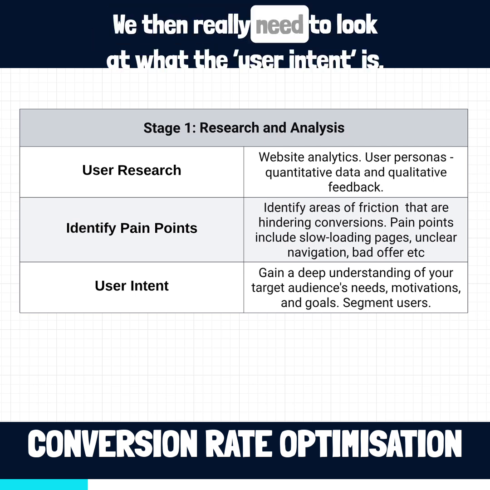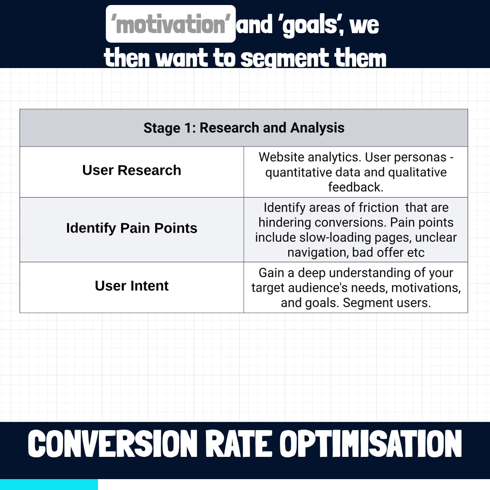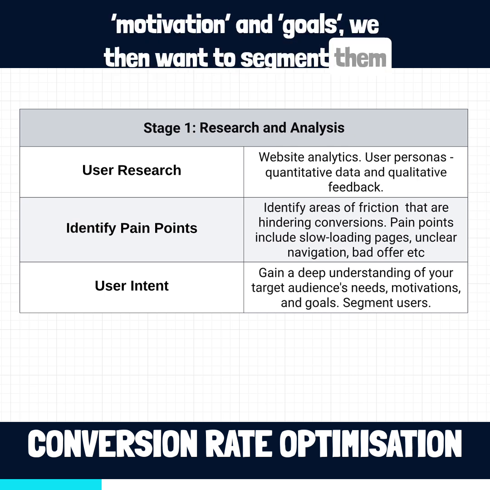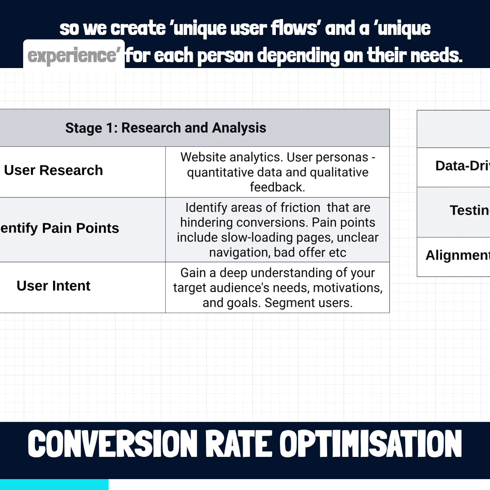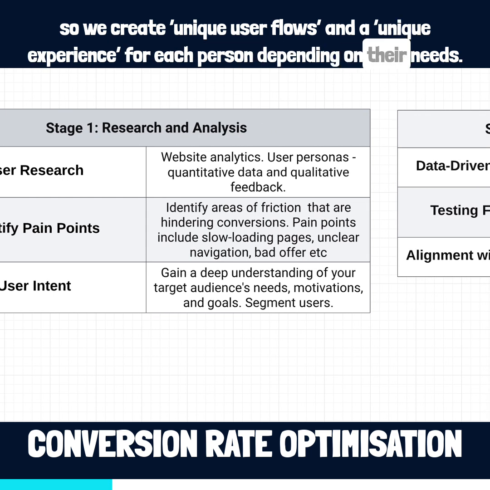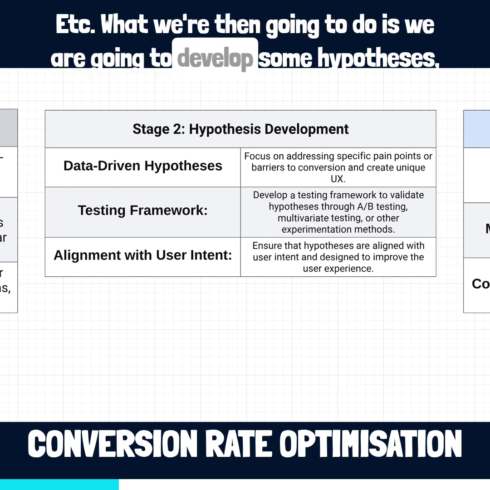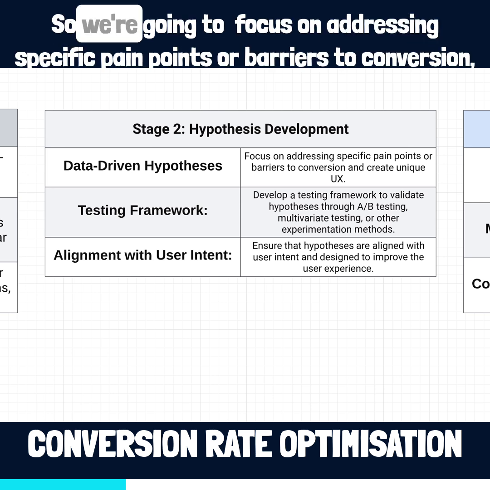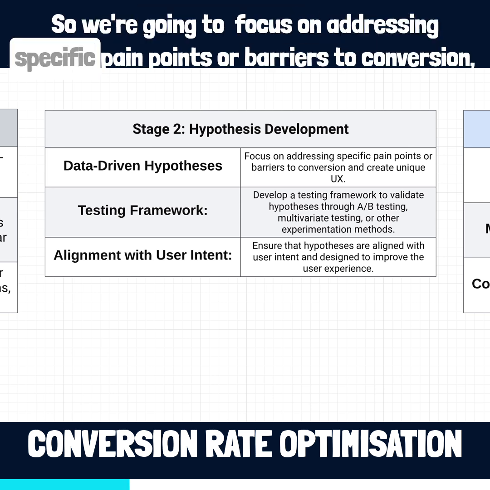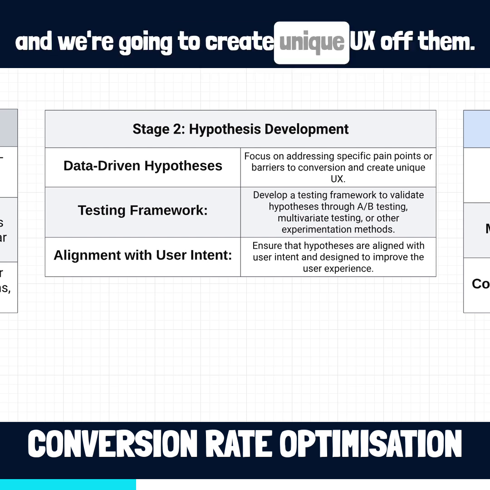We then really need to look at what the user intent is. So we need to gain a deep understanding of our target audience's needs, motivation and goals. We then want to segment them, so we create unique user flows and a unique experience for each person depending on their needs. What we're then going to do is develop some hypotheses, and we get our data-driven hypotheses. These are going to focus on addressing specific pain points or barriers to conversion, and we're going to create unique UX after them.